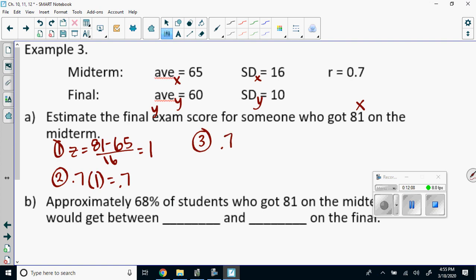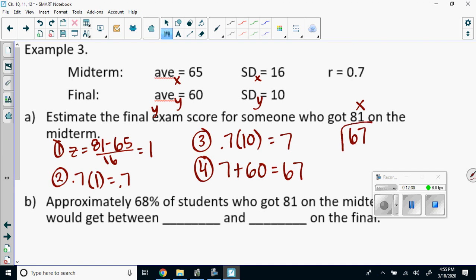This is just generally speaking, this is probably what will happen. We're going to take 0.7 standard deviations above the average for the final. So 0.7 times that standard deviation of 10 for the final is 7 points. Well, 7 points above the average is 67. Okay, 67 is what we would predict for the score.